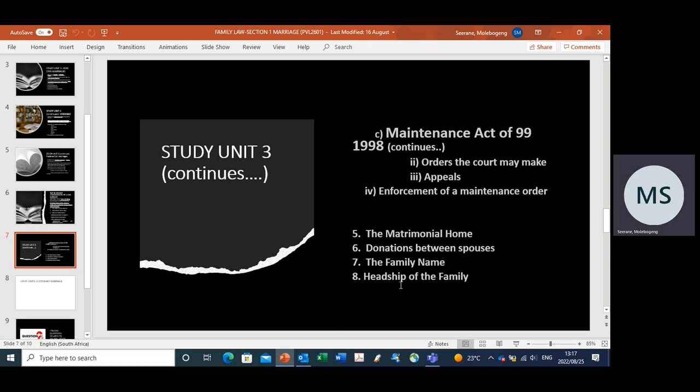Before the commencement of the Matrimonial Property Act in November 1984, spouses who were married out of community of property were prohibited from making donations to each other. Any donation which was made in contravention of the prohibition was voidable at the instance of the donor. Even the donations made to the spouse before the commencement of the act were valid.